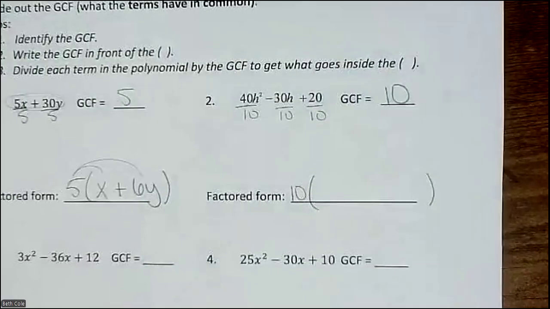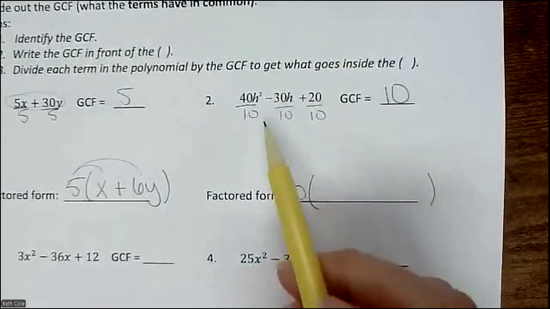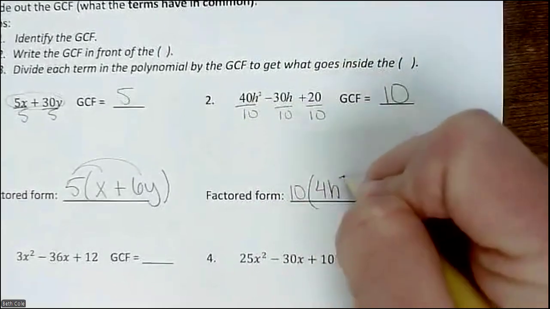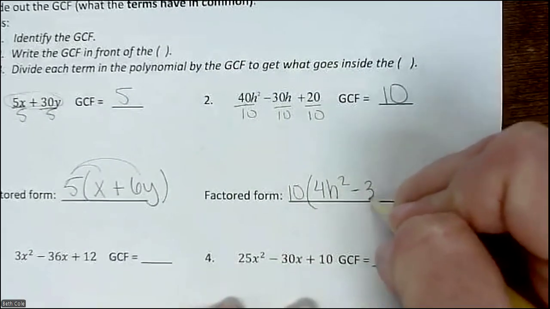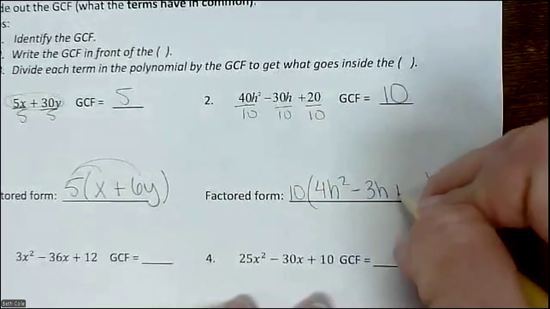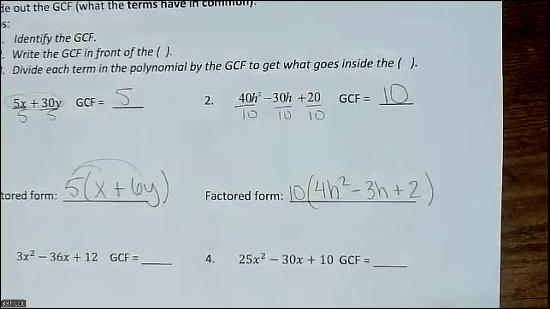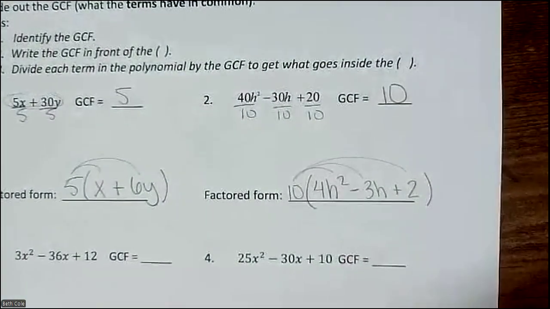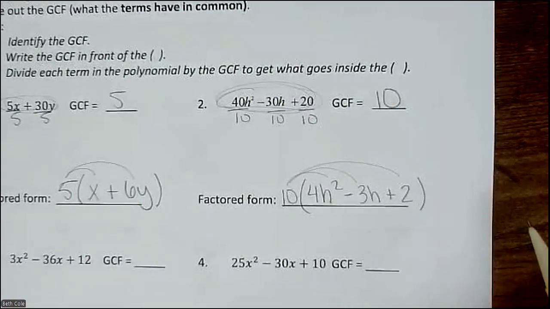So you are undistributing the 10 is what you're doing. You're doing what we did before, but backwards, right? So what's left in the first one? Good, you're getting it. 4h squared minus 3h, good, plus 20 divided by 10 is 2. Now look, if you were to take the 10 and distribute it back through there, do you see how you would get what the original problem is? We just did that backwards.